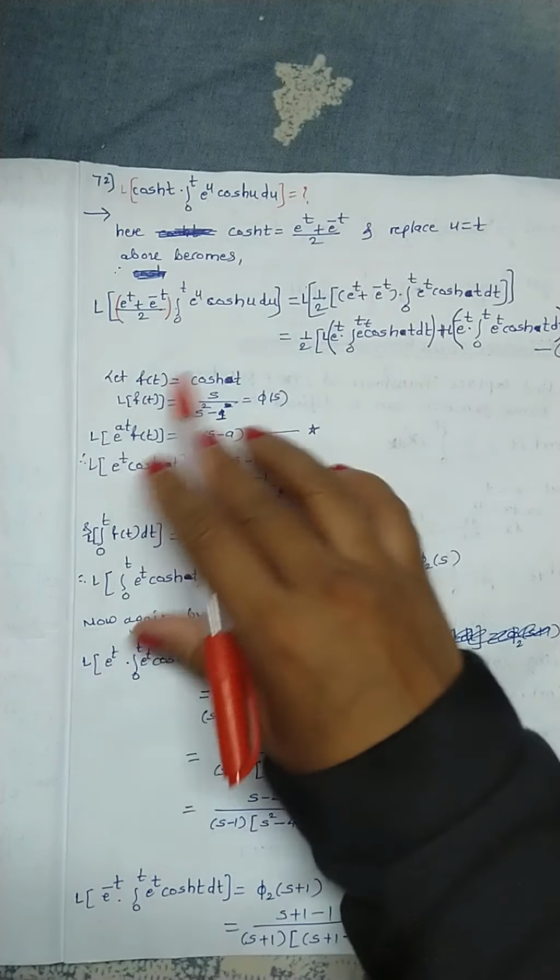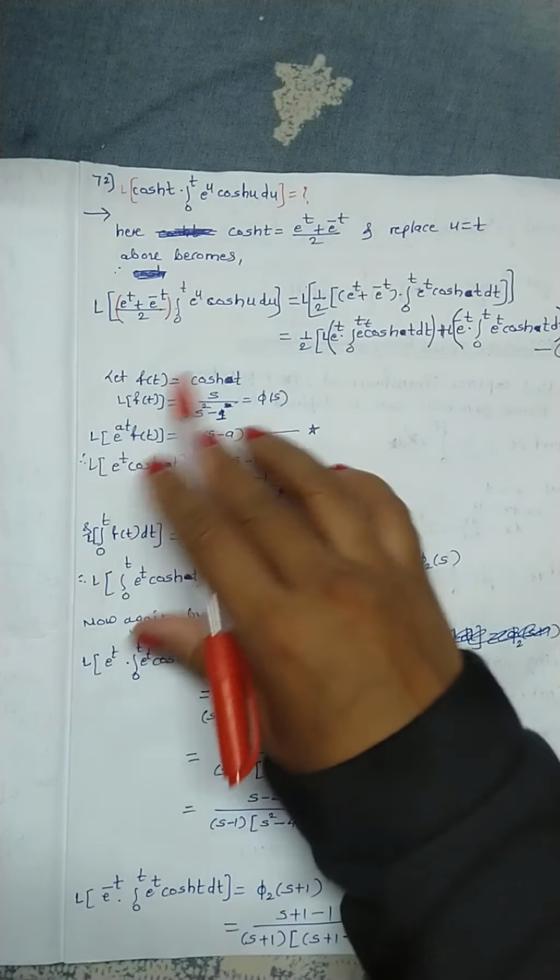Okay, e raised to t into this integration plus e raised to minus t into this integration. Now what do we have to do? We have to take the Laplace of these two. We have to solve this separately. Now observe these two.